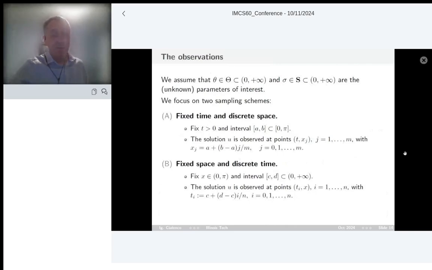So what is this good for? And how much can we do? It turns out that to estimate this parameter, you don't need to observe much of the solution. There is enough information in observing the solution either fixing time, that's my scheme A, fixing time and sampling discretely in space, or fixing space and sampling discretely in time.